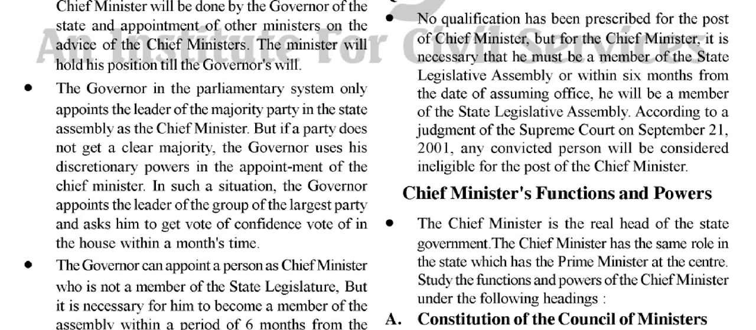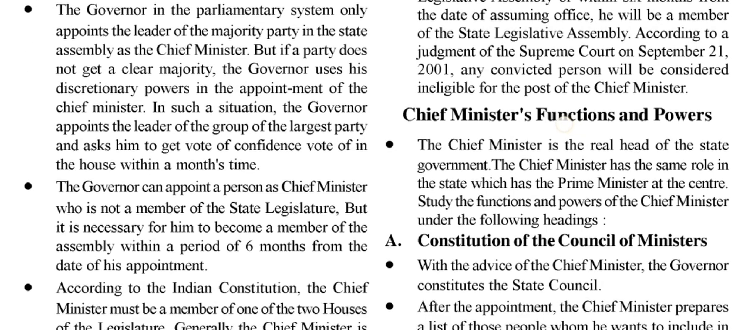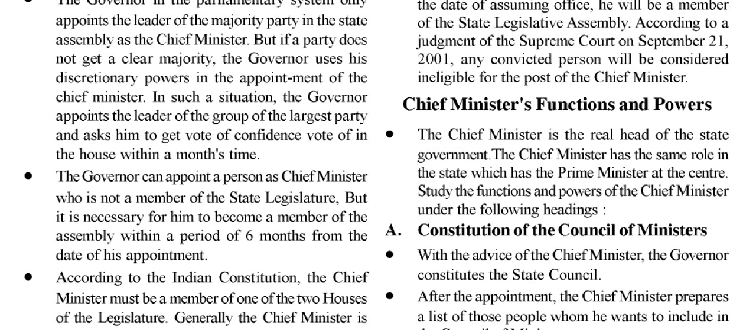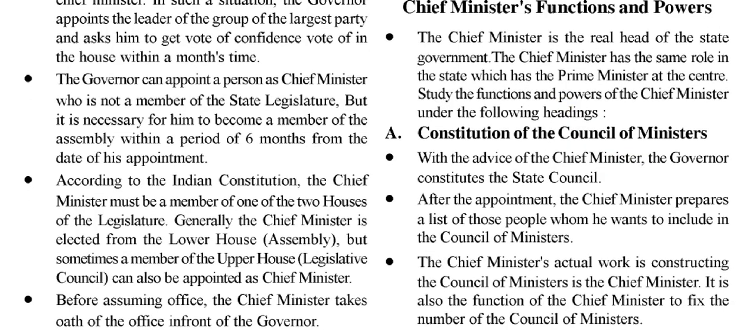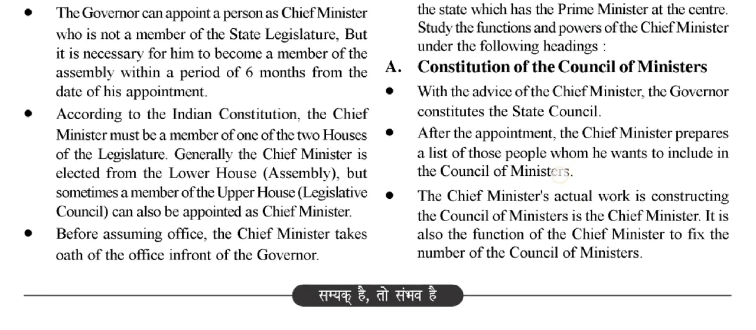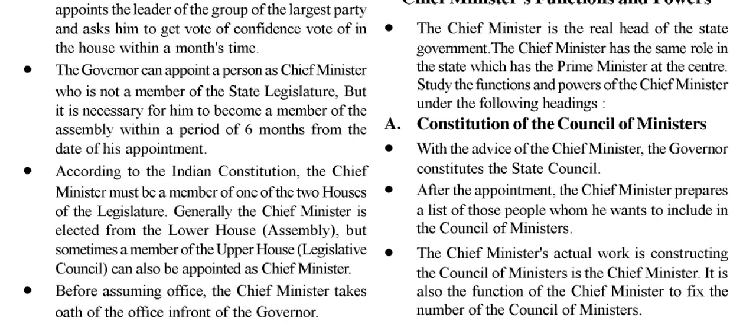In such a situation, the governor appoints the leader of the largest party group and asks him to get a vote of confidence in the house within a month. The governor can appoint a person as Chief Minister who is not a member of the state legislature, but it is necessary for him to become a member of the assembly within a period of 6 months from the date of appointment. According to the Indian Constitution, the Chief Minister must be a member of one of the two houses of the legislature. Generally, the Chief Minister is elected from the lower house, the assembly, but sometimes a member of the upper house, the legislative council, can be appointed as Chief Minister.